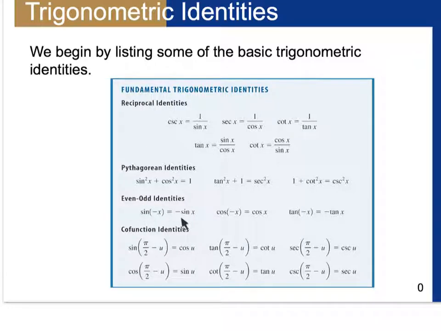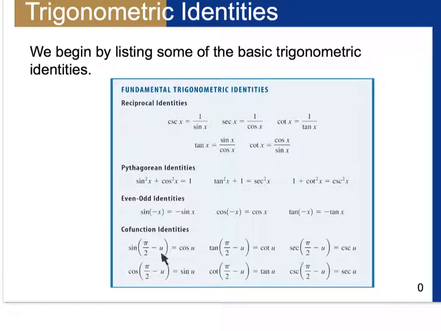Remember, sine is odd, so sine of minus x is minus sine of plus x. And the same with tangent. Tangent of minus x is minus tangent of plus x. But remember, cosine is even. Cosine of minus x is cosine of plus x. Okay, and then we haven't really looked at these in depth yet, but the cofunction identities.